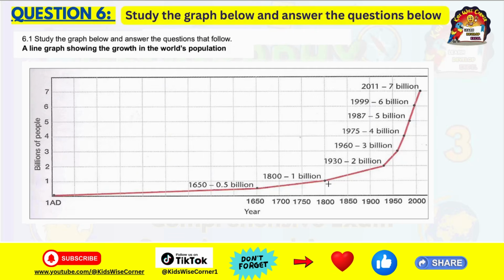By the year 1800, there was 1 billion. By 1960, 3 billion. 1987, 5 billion. 1999, 6 billion. And by the year 2011, 7 billion.